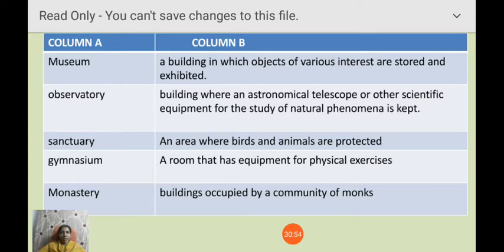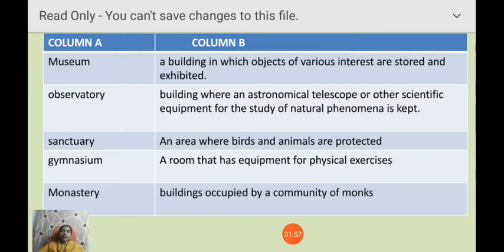The other word is observatory. It's a building, or you can say a place, where an astronomical telescope or other scientific equipment is kept. In the observatory, all the equipment related to astronomy is kept for the study of natural phenomena. They observe the natural phenomena from that building by using a telescope or other scientific equipment, so it is called an observatory. Recently a lunar eclipse has occurred, and you might have seen in the news that the phenomenon is observed from the observatory, and the scientists are observing it from there.